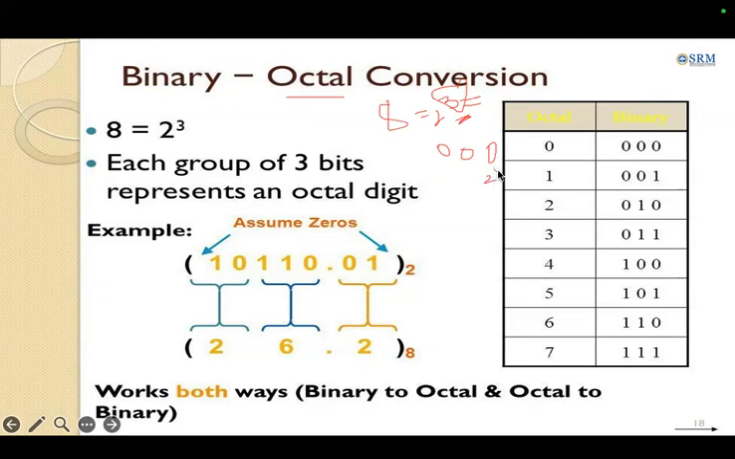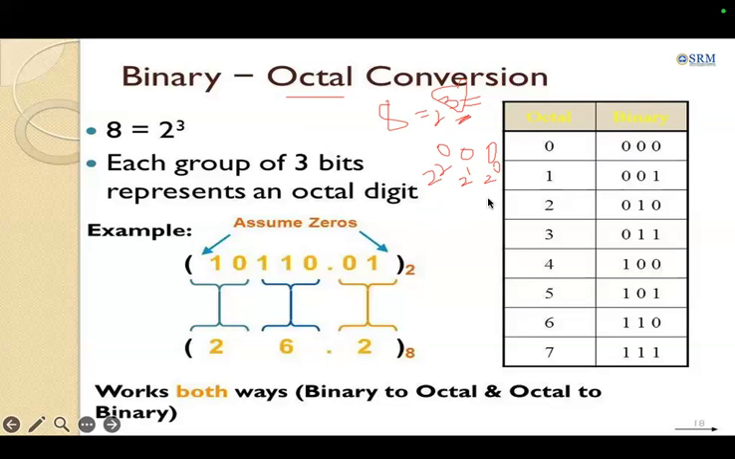Okay, this LSB takes the weight of 2 power 0. The next bit takes the weight of 2 power 1. This has weight of 2 power 2. So if we expand, 0 into 2 power 0, 0 into 2 power 1, 0 into 2 power 2, the value is equivalent to 0. That's its equivalent octal. Similarly, if you take 1, 1 can be represented by using what?